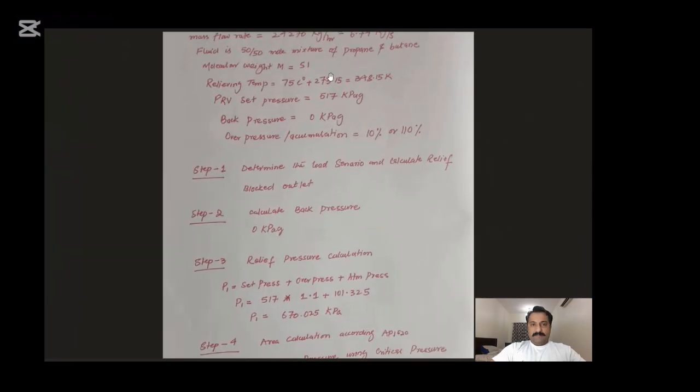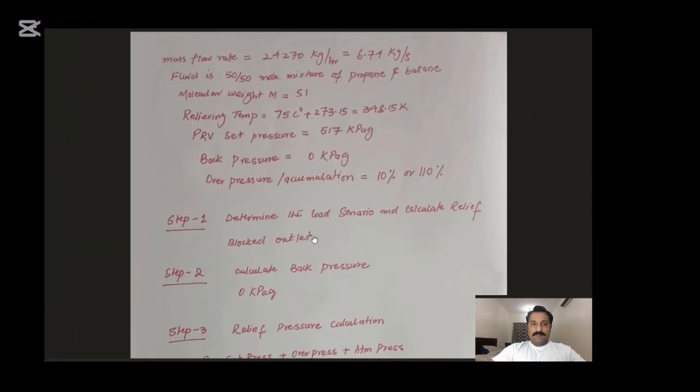This is the data given in the statement. Mass flow rate 24,270 kg per hour, and this is the inlet. It is a mixture of propane and butane, 50% mole fraction, and the molecular weight of the mixture is 51. And this is the relieving temperature, 75 degrees Celsius, that we have converted into Kelvin because we are going to use SI units in the formula.